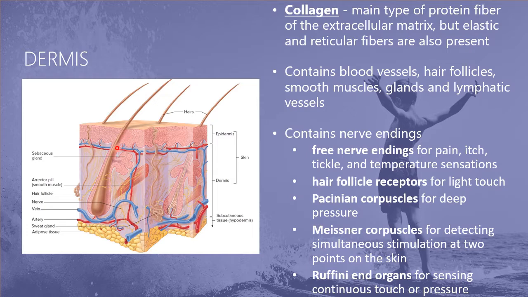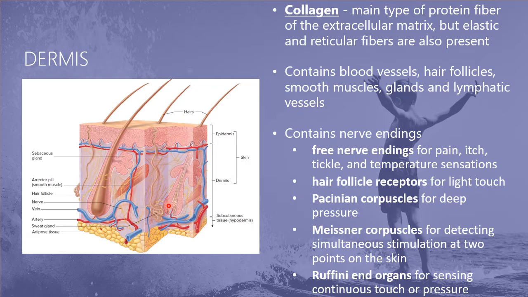Now, it also contains your hair follicles, some smooth muscles, your glands, like for example, your sebaceous glands and your sweat glands over here, and your lymphatic vessels. Now, it also contains nerve endings.